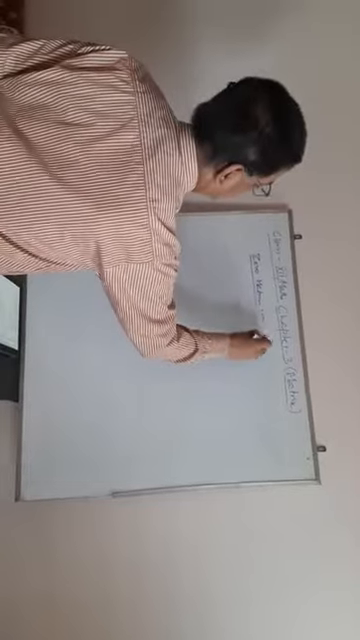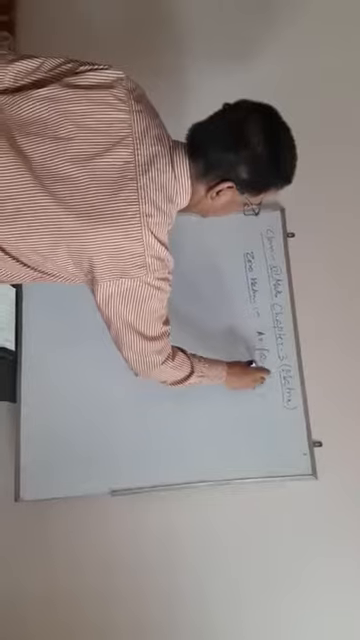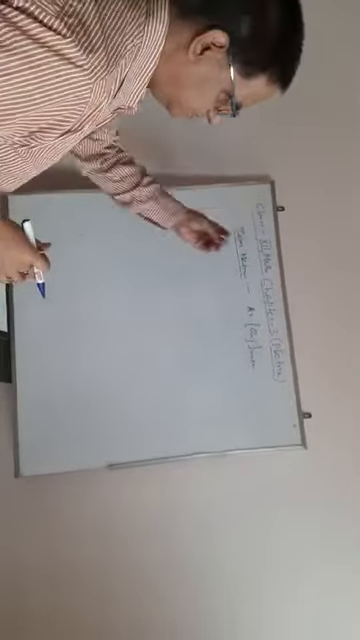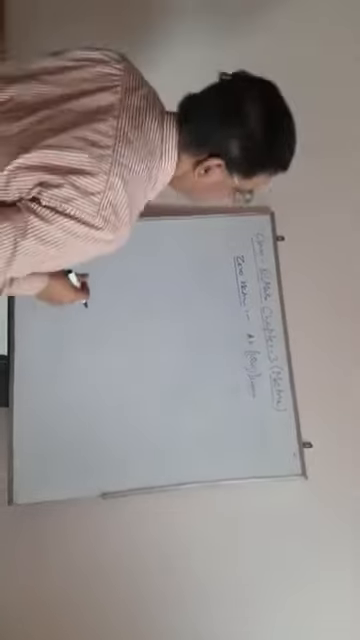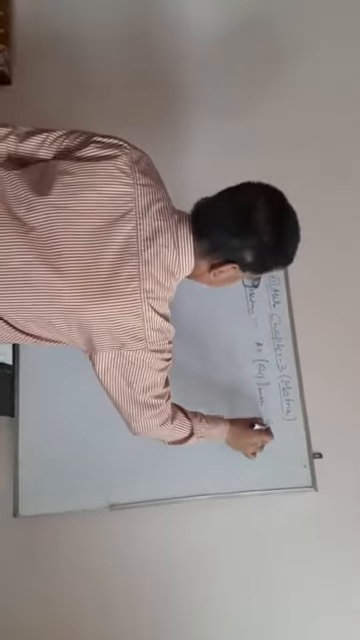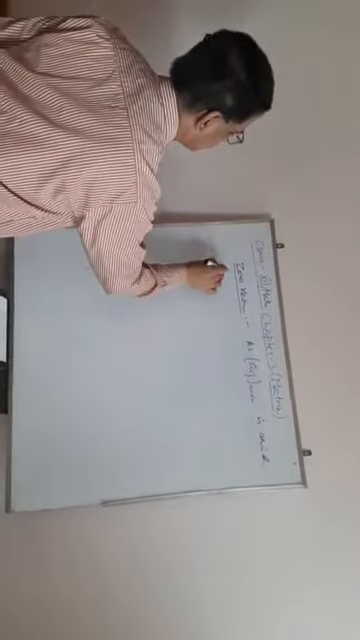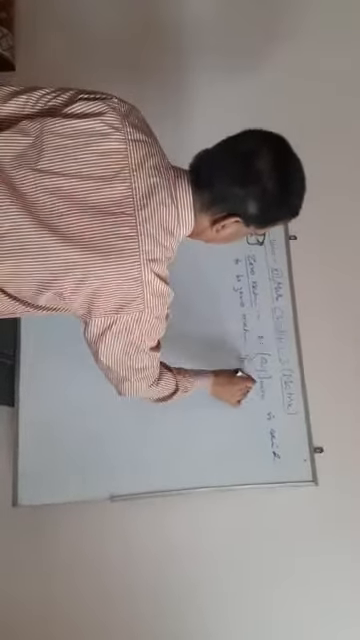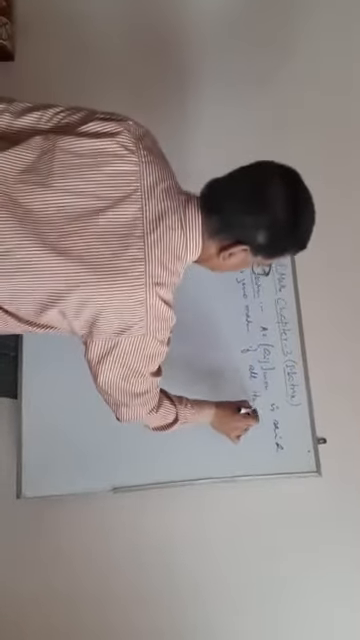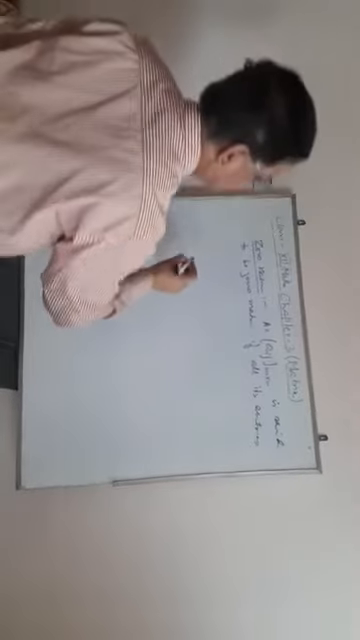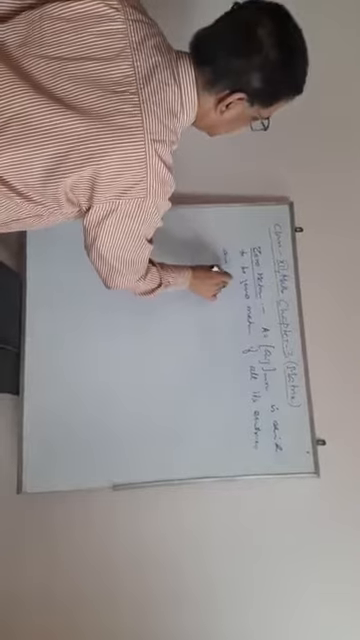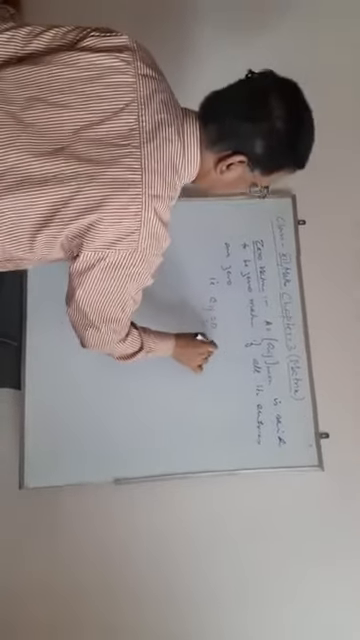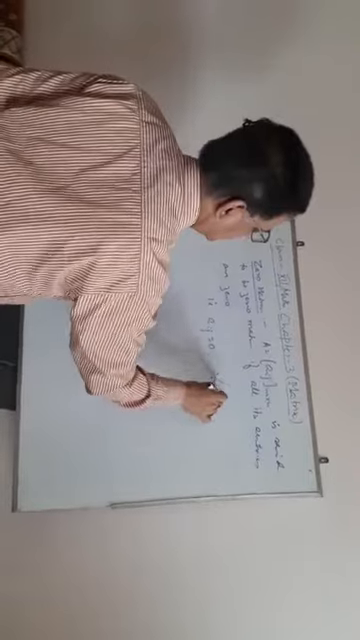A equal to Aij, M cross M. This is not necessarily a square matrix. This is any matrix. It may be a square matrix, it may not be a square matrix. So A equal to Aij, M cross M is said to be a zero matrix if all its entries are zero. That is, Aij equal to zero for all i, j.